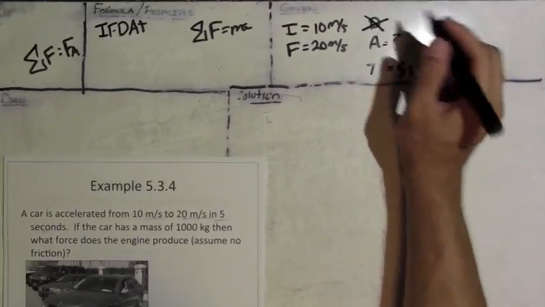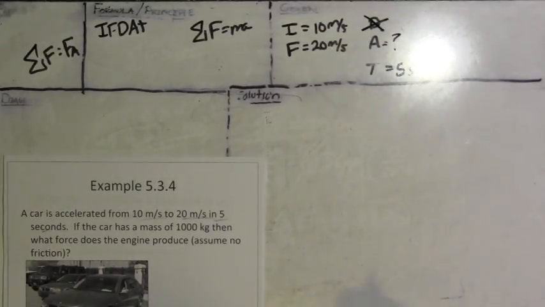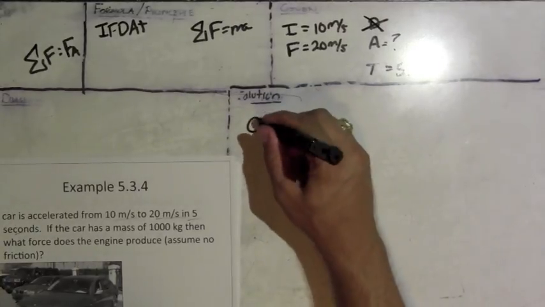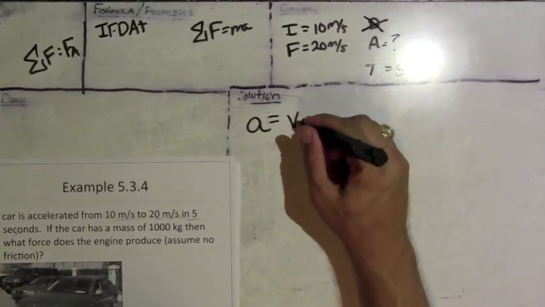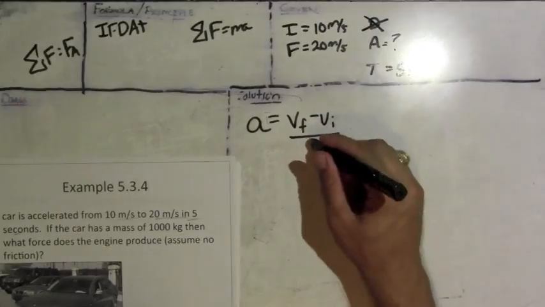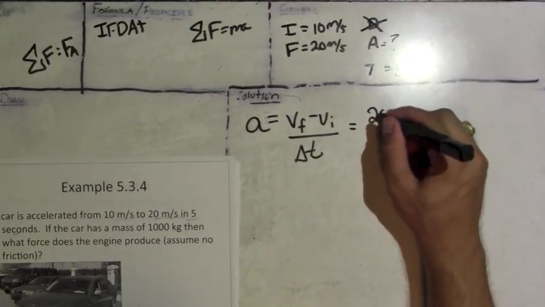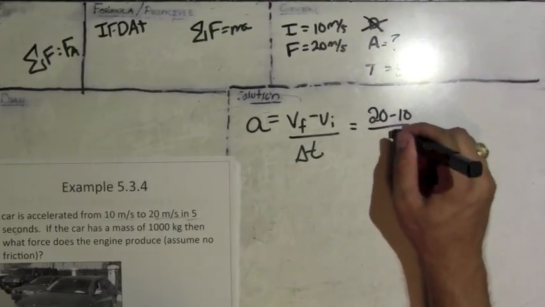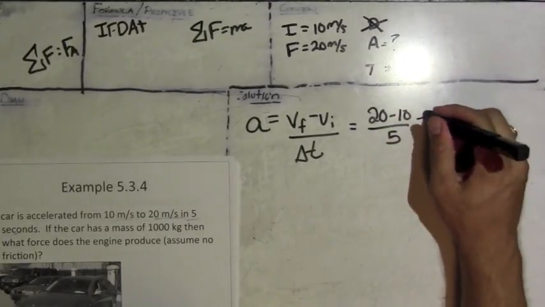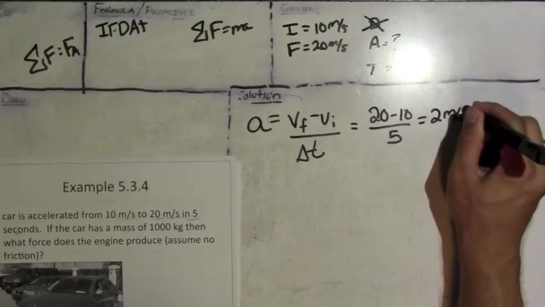That means that I don't have or care about distance, so I'd pick the equation that doesn't have distance in it. And remember, that is a equals vf minus vi over delta t, or in our case, 20 minus 10 over 5. That right there is going to give us an acceleration of 2 meters per second squared.